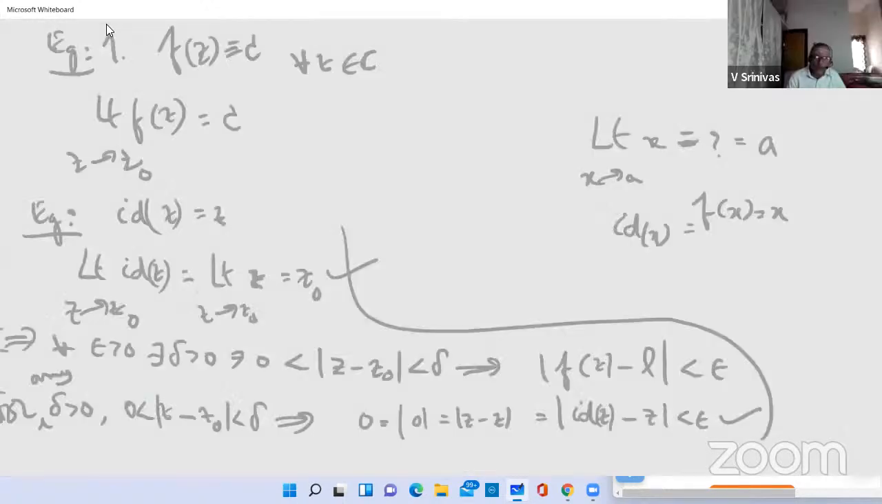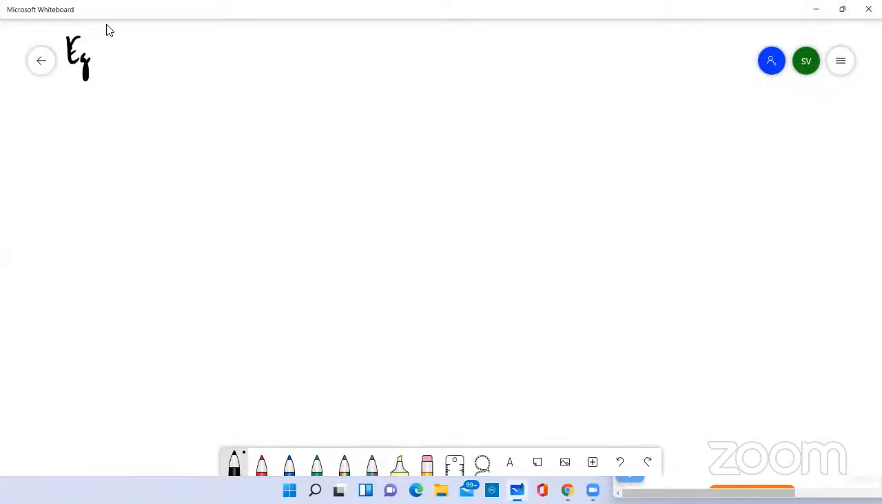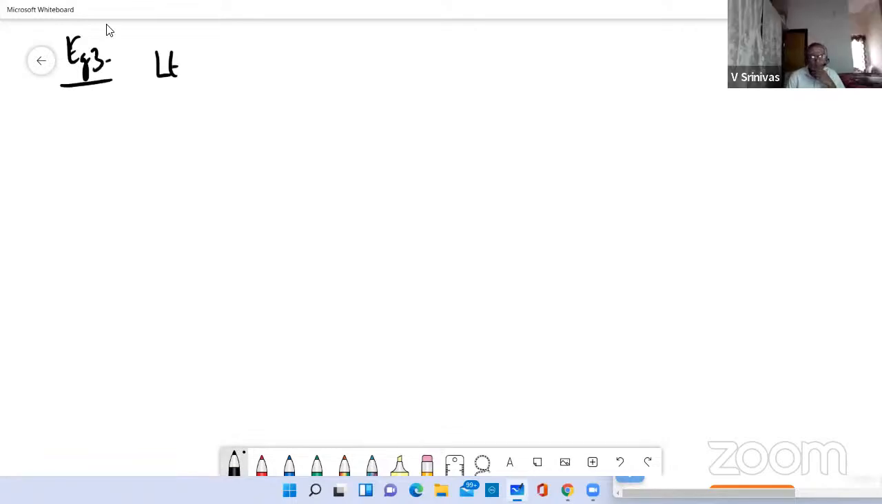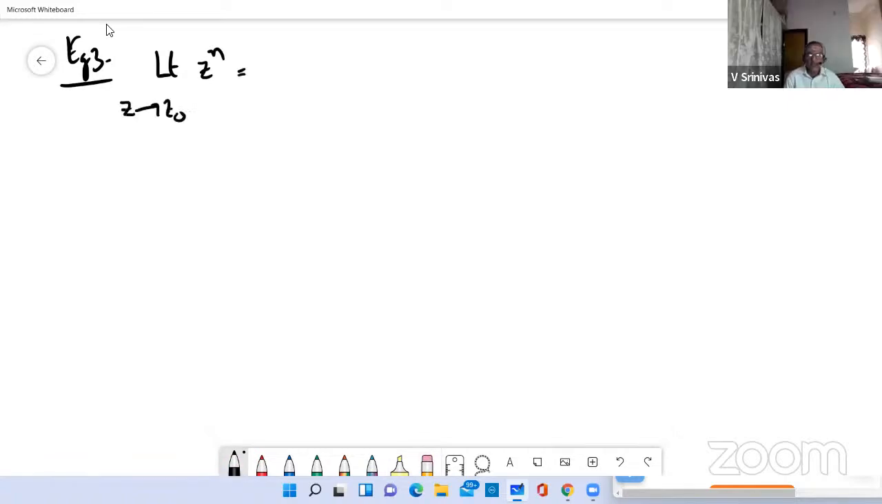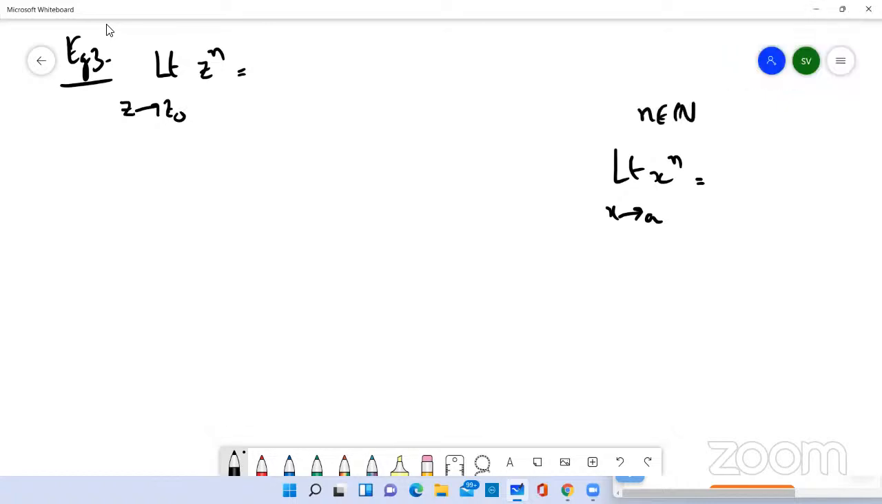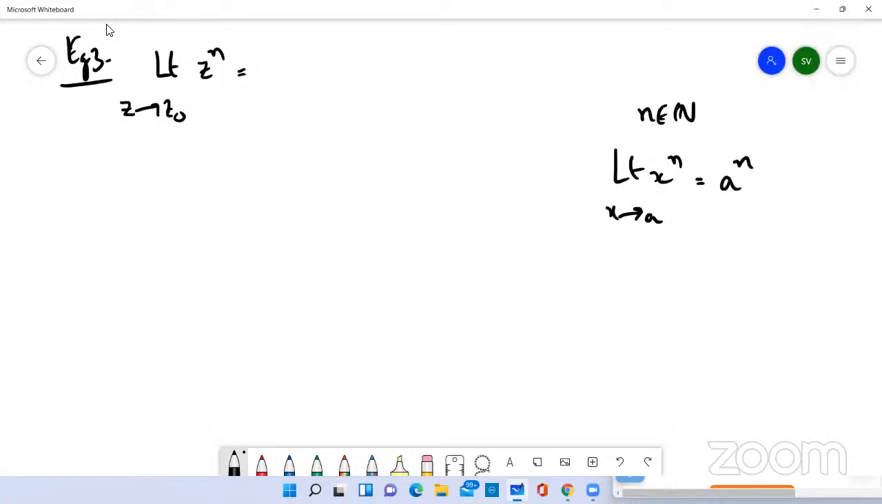In fact, you can show the following. Example 3: the limit of z to the n as z goes to z naught is how much? What is the limit of x to the n as x goes to a, if x is real valued and n is a natural number? A to the n, right? Is it correct?